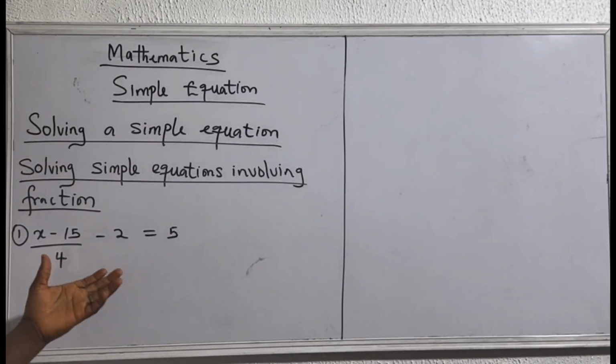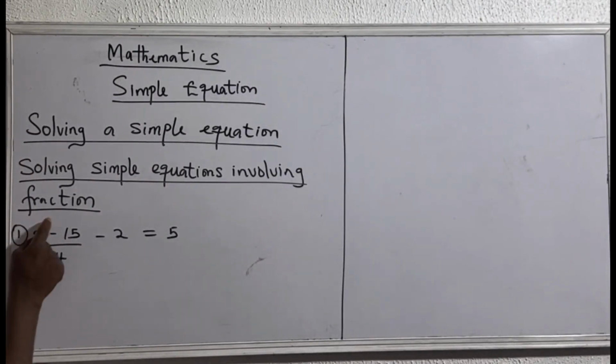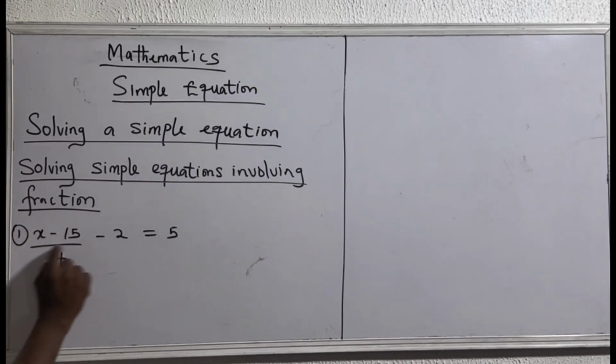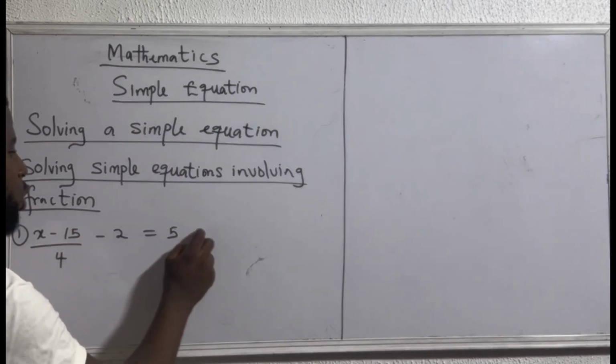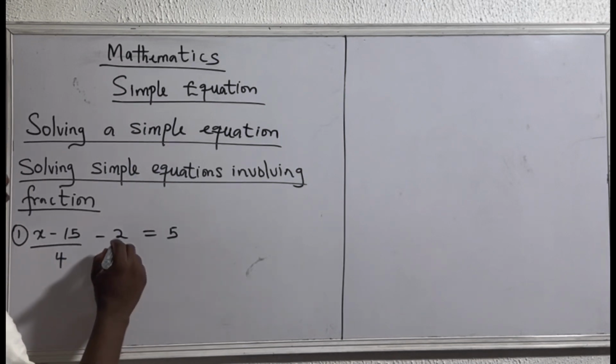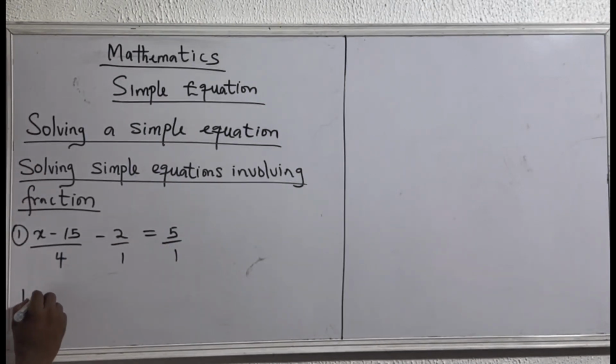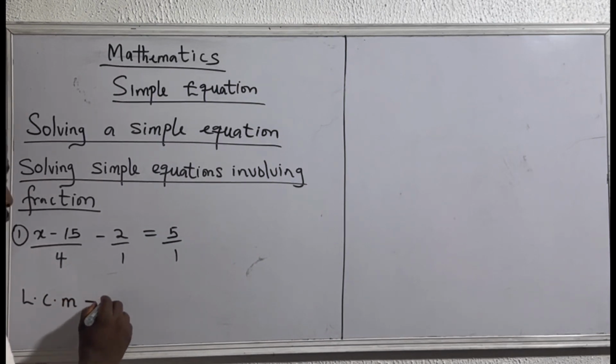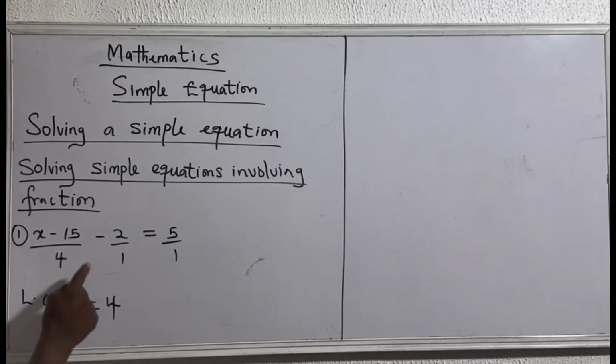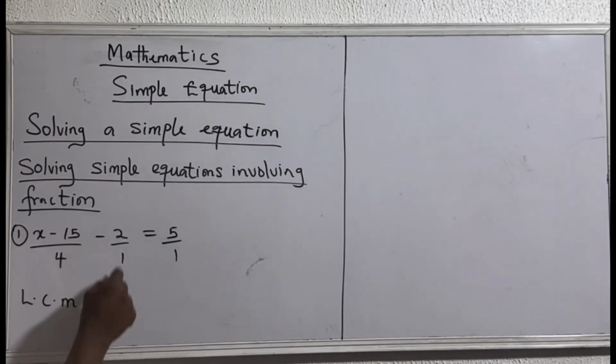Okay, so we have an example here. We have x minus 15 as the numerator over 4 minus 2 equal 5. All right, of course, you know that the denominator of every other term is 1. So the LCM is equal what? 4. Now, having found the LCM, the next thing you will do is to multiply all terms by 4.